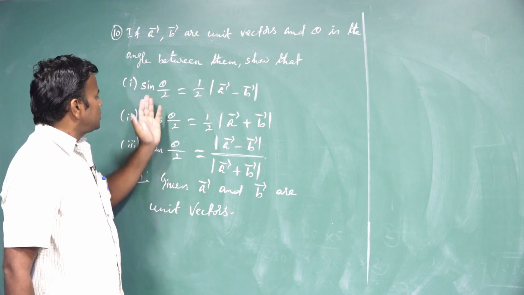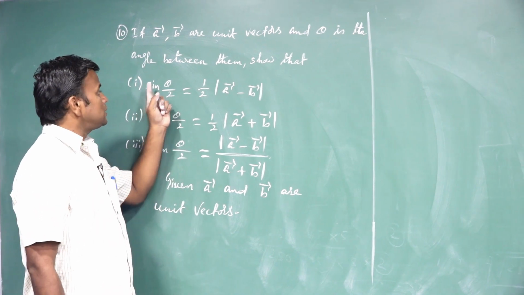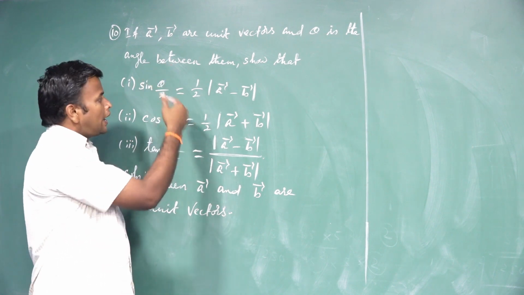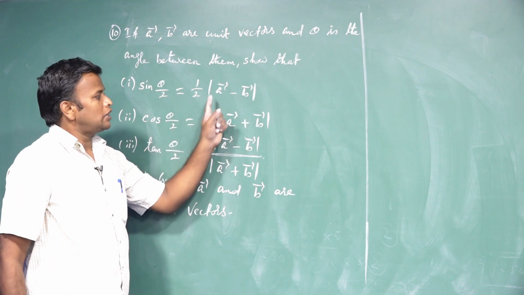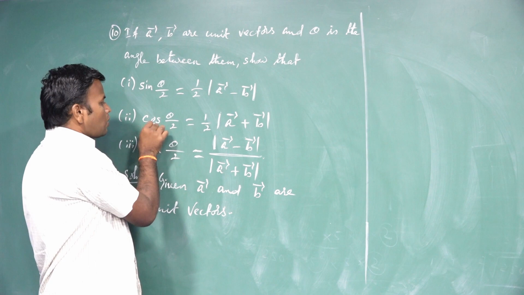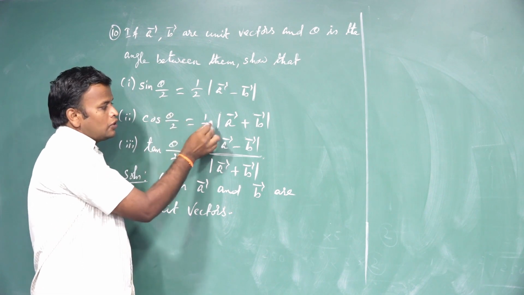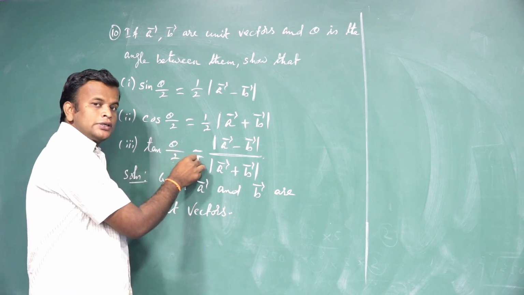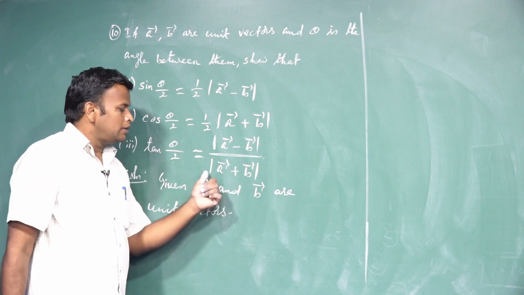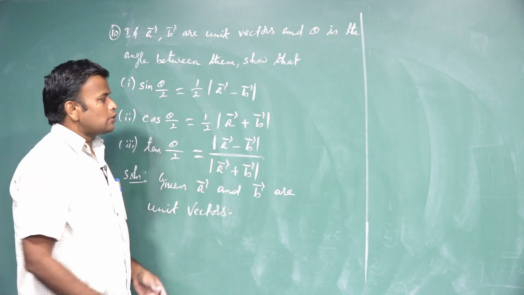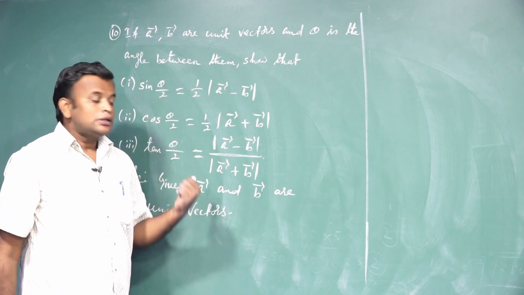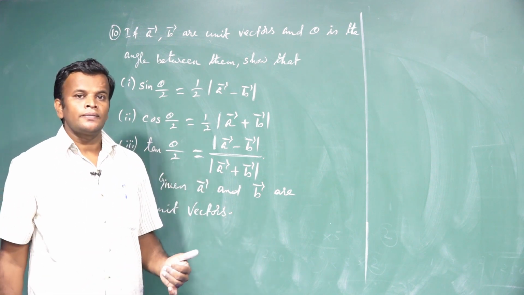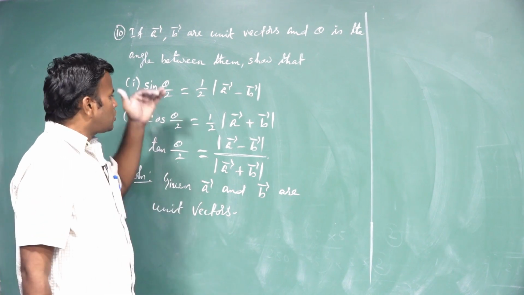Then show that there will be 3 subdivisions. The first one: sin theta by 2 is equal to half of modulus A vector minus B vector. Important, see these 2 only for theta: theta by 2, angle by 2. Second one: cos theta by 2 is equal to half of modulus A vector plus B vector. And third one: tan theta by 2 is equal to modulus A vector minus B vector divided by modulus A vector plus B vector. Suppose all the 3 subdivisions are given, the third subdivision is very easy according to the first and second subdivisions. Do you have any idea? The third one is very easy.